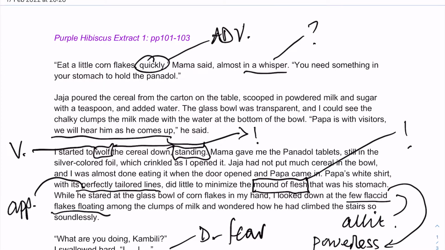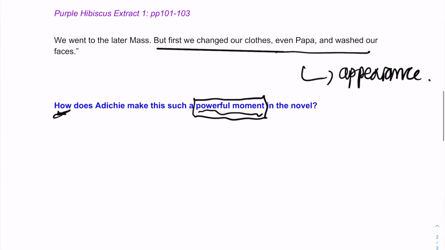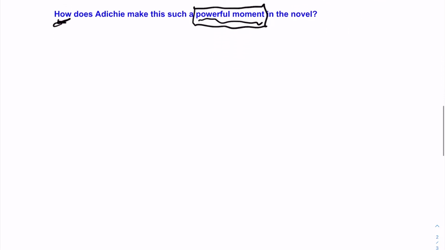Okay, so here we have the annotated copy of Purple Hibiscus, the extract. Scroll to the bottom, let's remind ourselves of the question. How does Adichie make this such a powerful moment in the novel? Okay, well we know the key word here is how. So we're interested in Adichie's techniques. This is always going to be the case. And we know we're looking here at powerful moment.